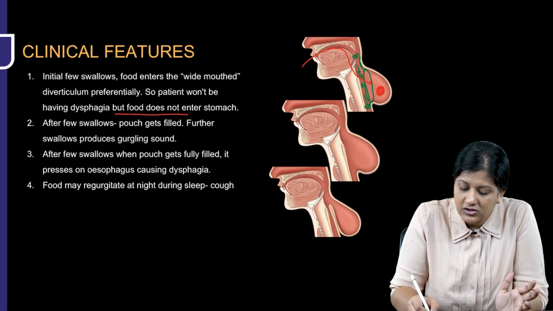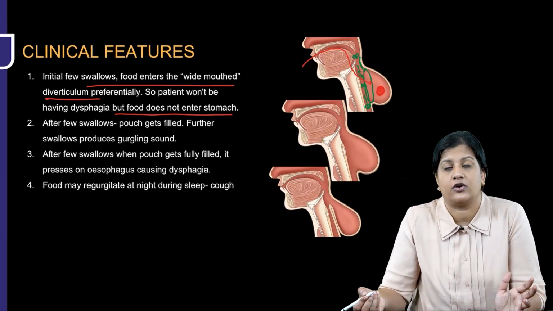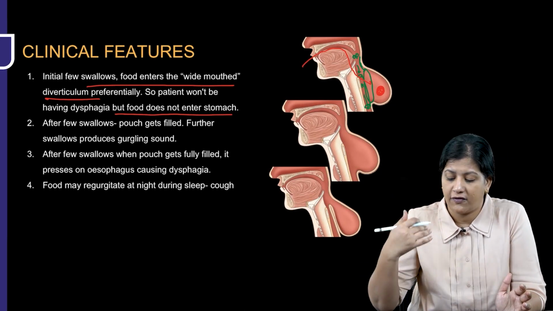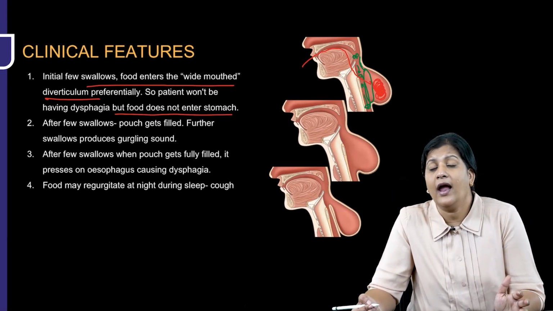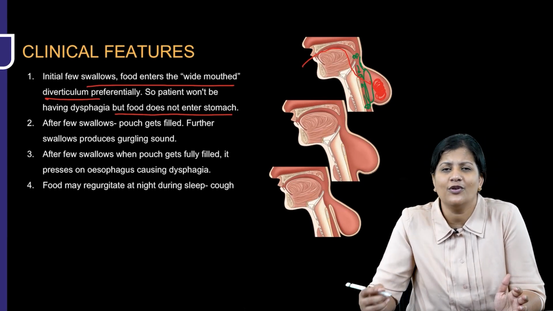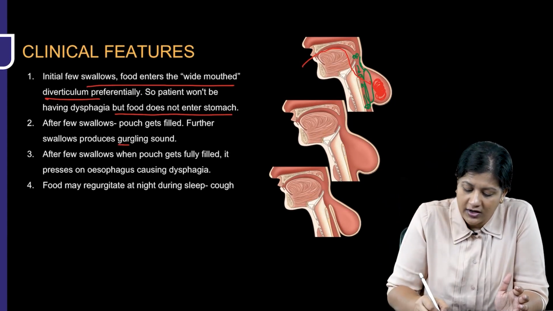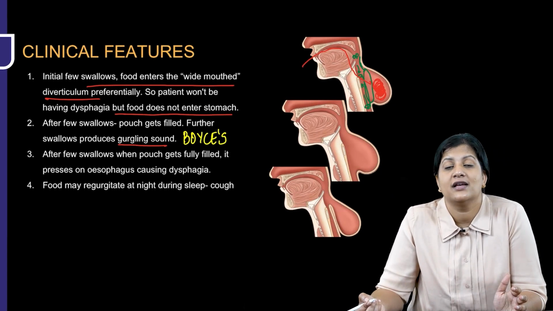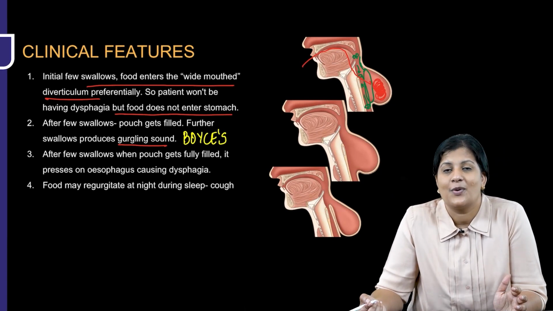So here the food does not enter the stomach, and the food preferably enters the wide mouth diverticulum. So the patient does not feel the fullness. Now over 2 or 3 swallows, 4 or 5 swallows, the sac is getting filled with more and more food. And when the sac is getting filled with more and more food, there will be some gurgling sounds that come. That gurgling sound is called as Boyce's sign. Okay, so gurgling sounds that occur on swallowing, that sign is called as Boyce's sign.